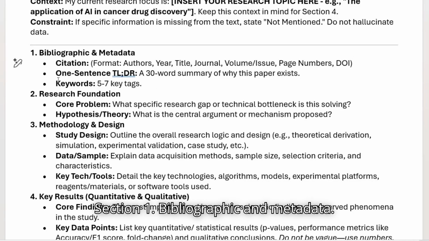Section 1. Bibliographic and metadata. This is your quick reference. You get the proper citation, a 1-sentence TLDR, just 30 words to tell you what this paper is about, and keywords. Think of this as your paper's ID card.